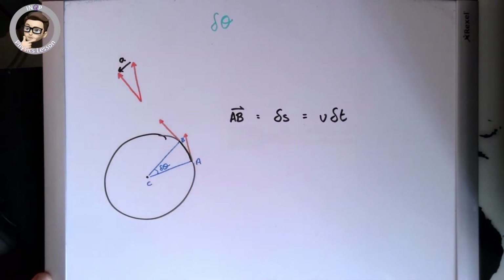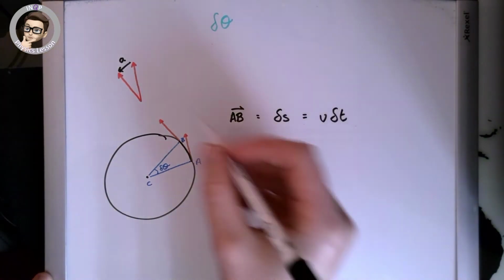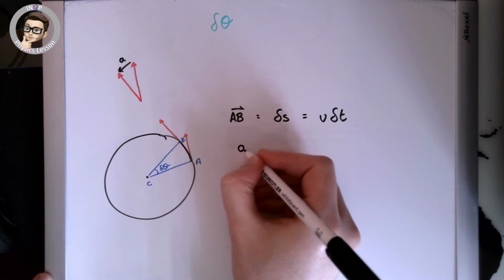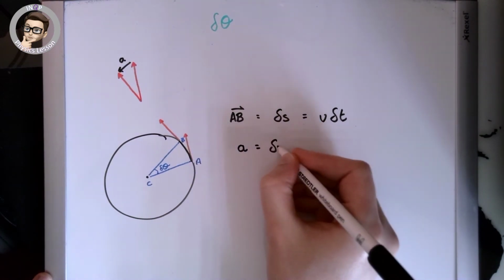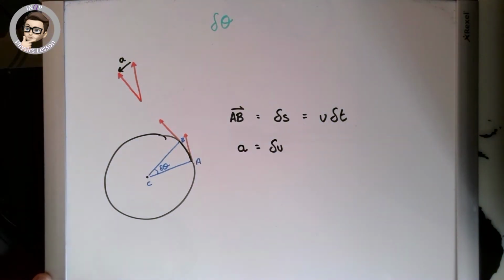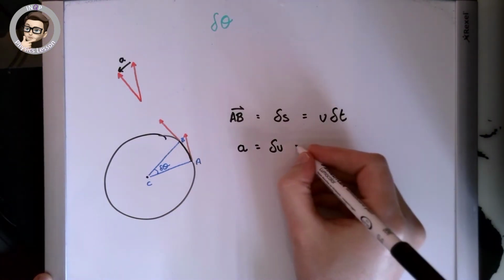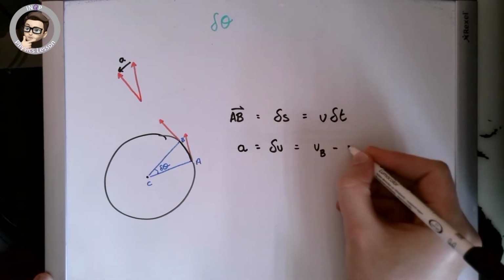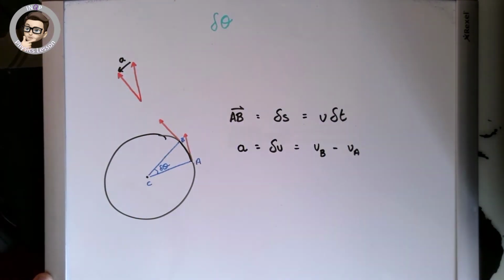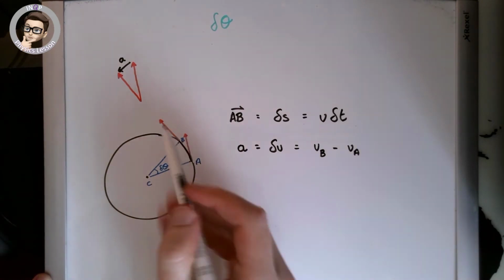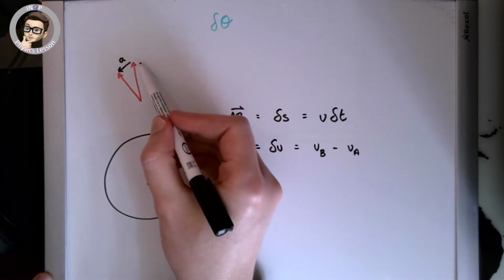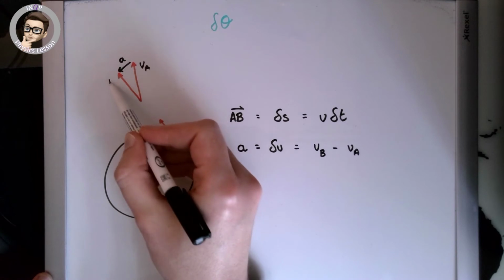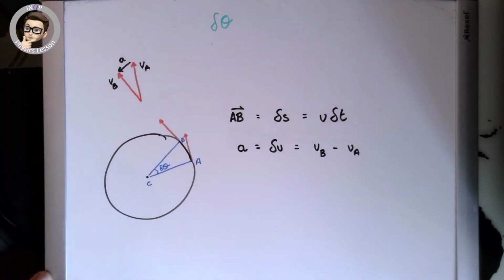Now, we also know that we could call the change in velocity, so little delta V, which would be equal to velocity B minus velocity A. And that would give us this idea here, because again, remember this is velocity A and this is velocity B.